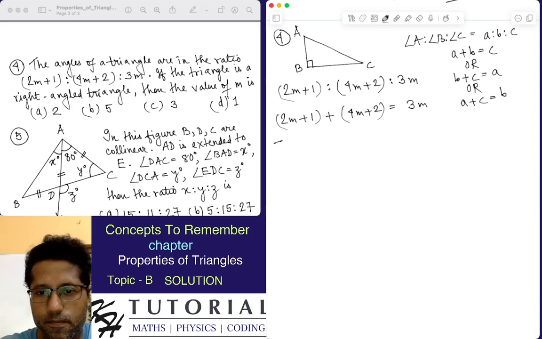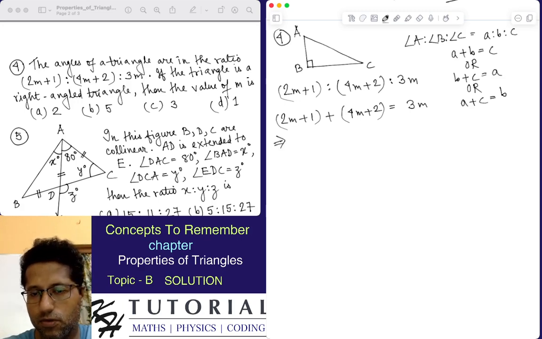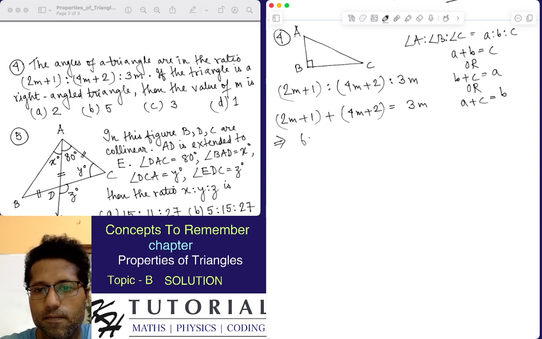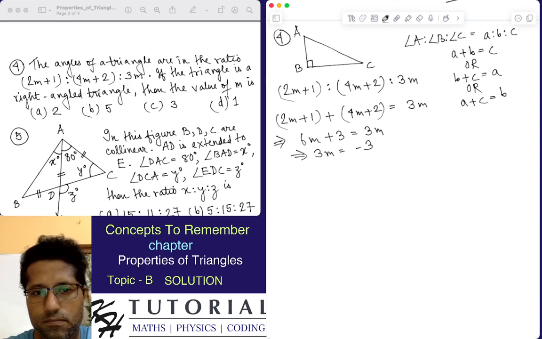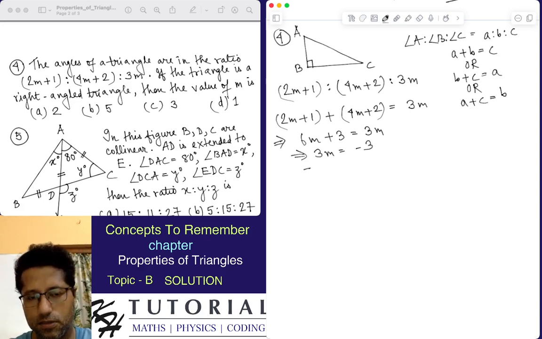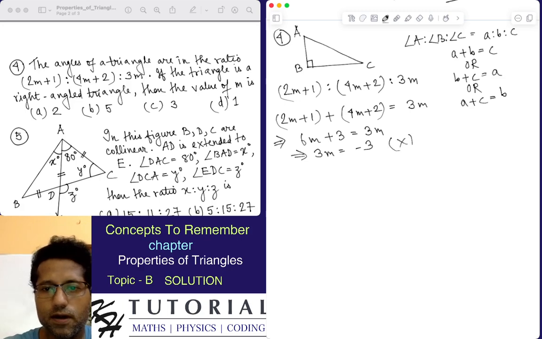Now this means we are checking whether the first two terms add to the third term or not. So this means 6m plus 3 equals 3m. If I bring the m terms to the left hand side and the constant to the right hand side, I get 3m equals minus 3. You can clearly see in the choices given, no choice for the value of m is negative. So this will not work. Let's try some other combination.